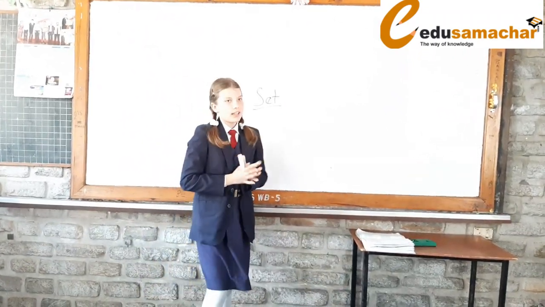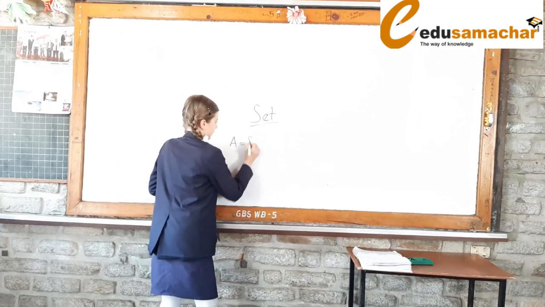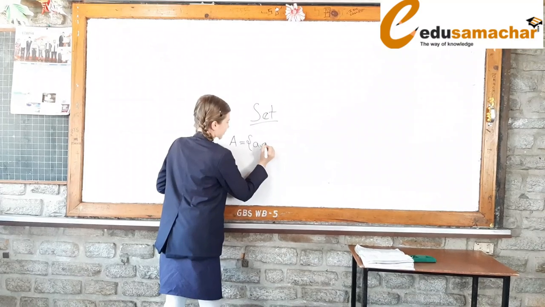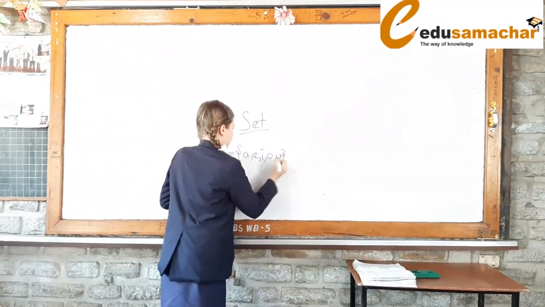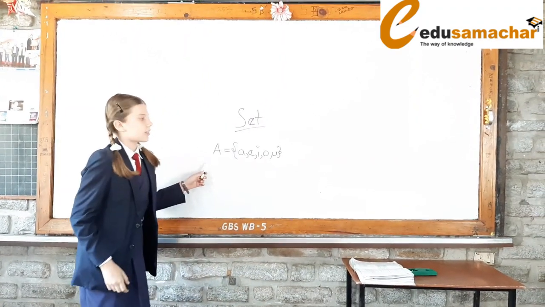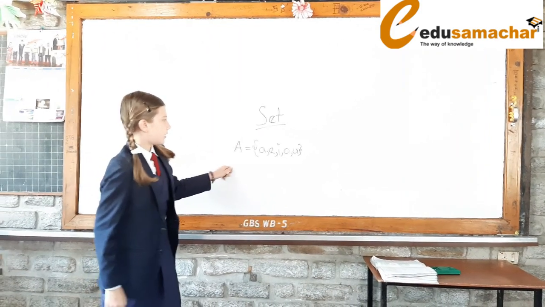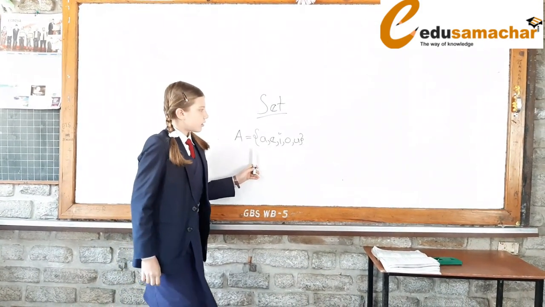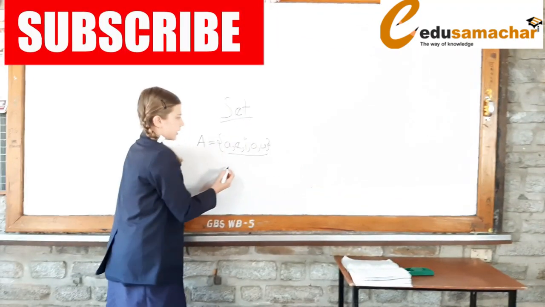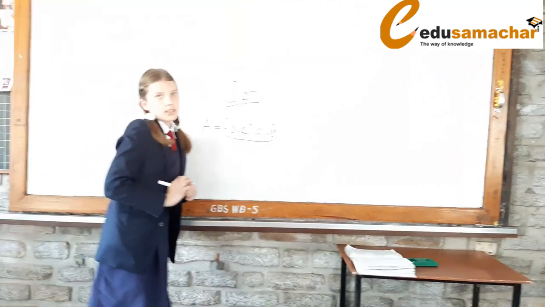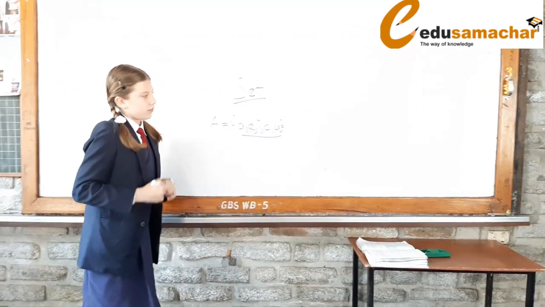The set name should always be in capital letter, and this will be an equal sign and the curly brackets. And these are the members of the set, and they should always be in small letters. There are three methods of writing sets.